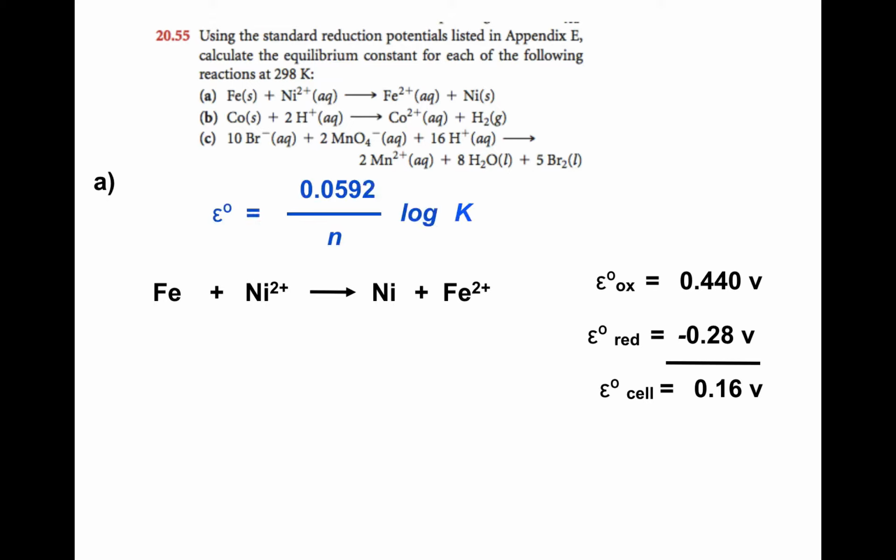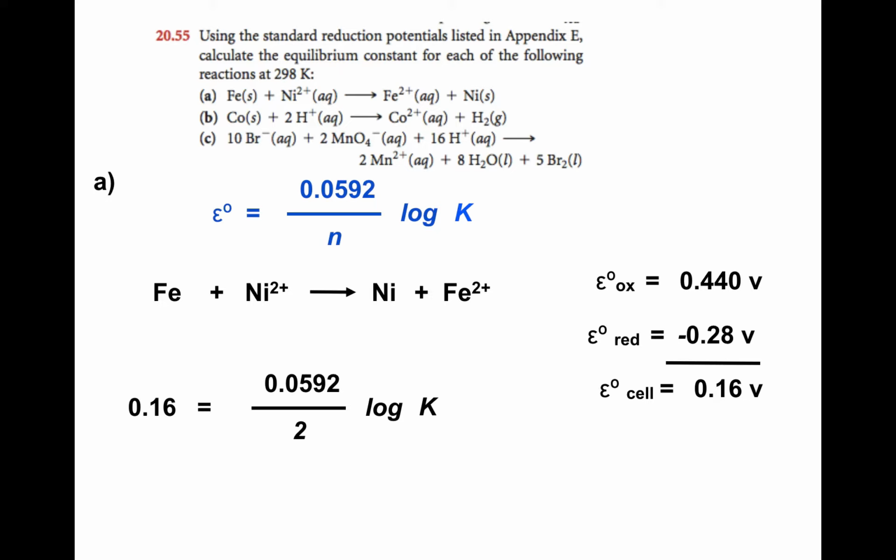All right, so as we saw in the last problem, there's this relationship between the voltage at standard conditions, 1 molar concentrations, and the equilibrium constant. 2 moles of electrons are being transferred in this redox reaction. So divide that into the constant. That equates equilibrium constant to the voltage.